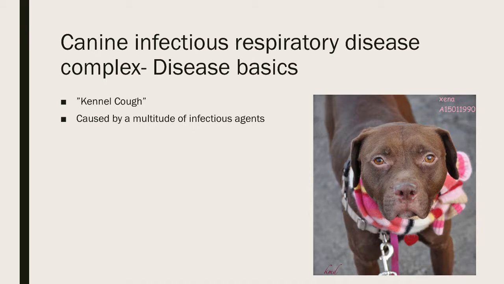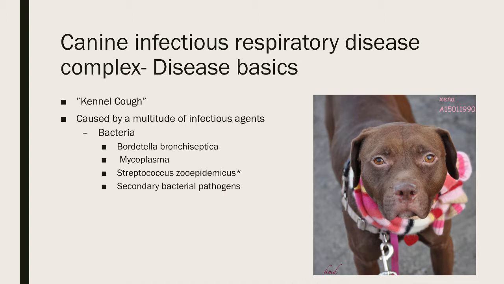This disease complex is caused by a multitude of infectious agents. They're usually viruses or bacteria. It's a multitude of bacteria as well. So Bordetella is one of the main ones that everybody thinks of. We've got Mycoplasma. There's Streptococcus equi zooepidemicus, which can cause very serious signs that we're not going to cover today, but can actually be one of the scarier players as well. And then secondary bacterial pathogens. It's important to note that a lot of these bacteria can cause kennel cough on their own, but they're also found as normal respiratory flora in dogs that aren't showing any signs.